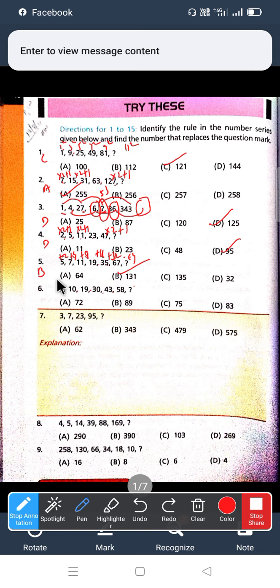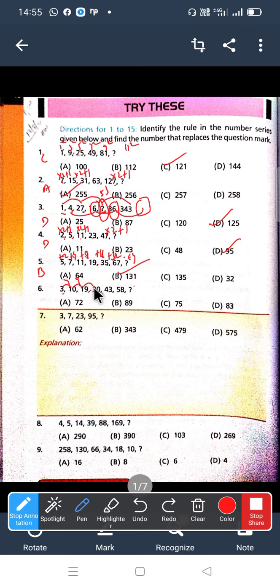Now the sixth one is 3, 10, 19, 30, 43, 58. If you observe the logic here, the difference between the numbers is 7, 9, 11, 13. Next one is 15. So in the question mark part, the gap should be 17. If you add 58 plus 17, you will get 75. So option C.